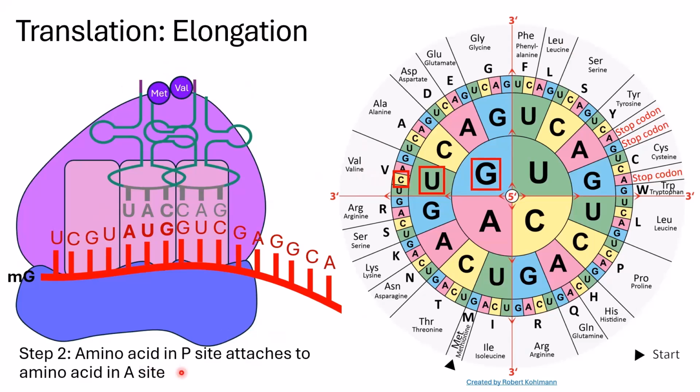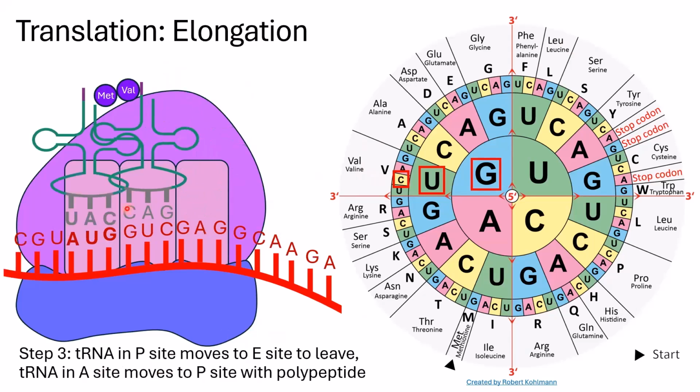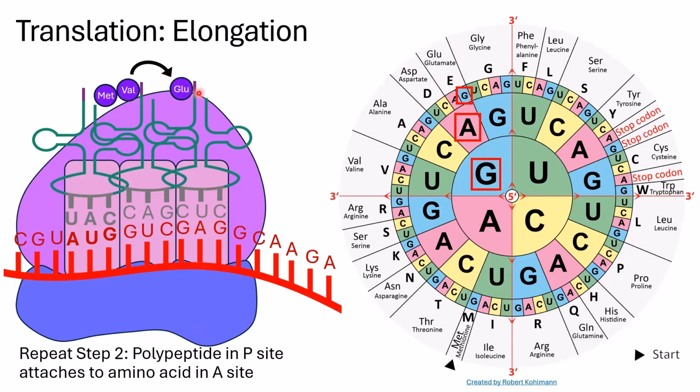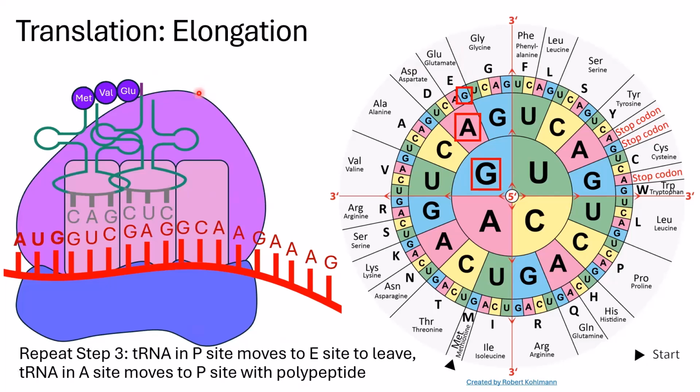The tRNAs will then move to the next site, with the tRNA that was in the P site moving to the E site, and the tRNA in the A site moving to the P site along with the growing polypeptide chain. This process then continues with the rest of the mRNA. The next codon is GAG, which codes for glutamate. The tRNA enters the A site, and now the valine in the polypeptide chain bonds with the glutamate. Once again, the tRNAs move to the next site over, and so on.